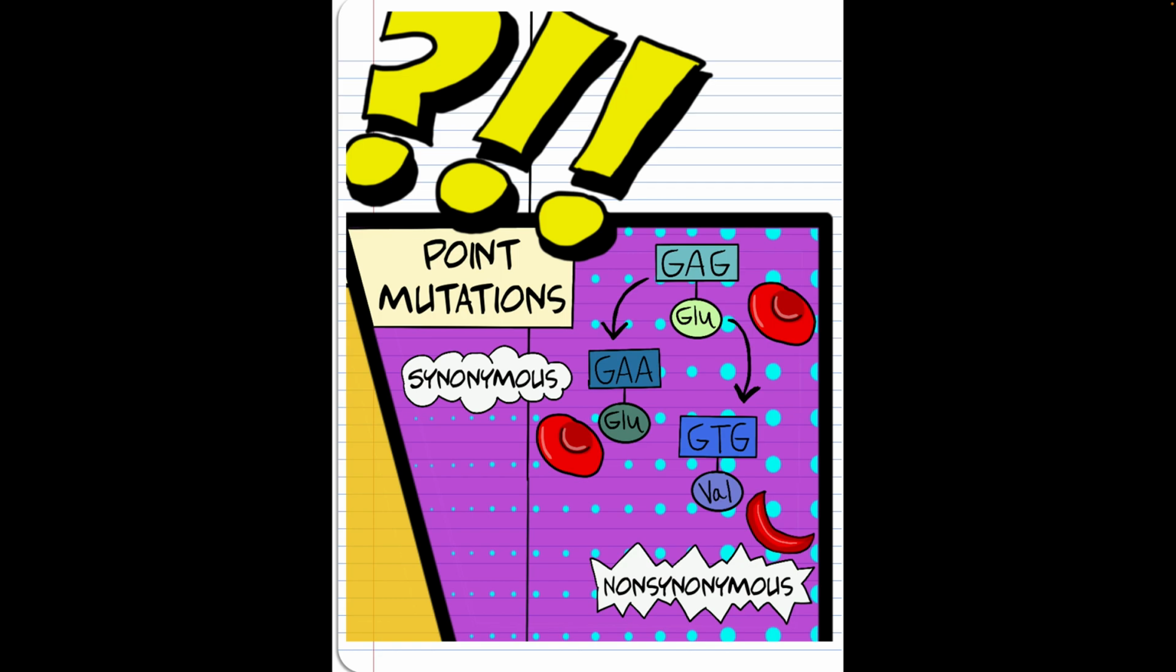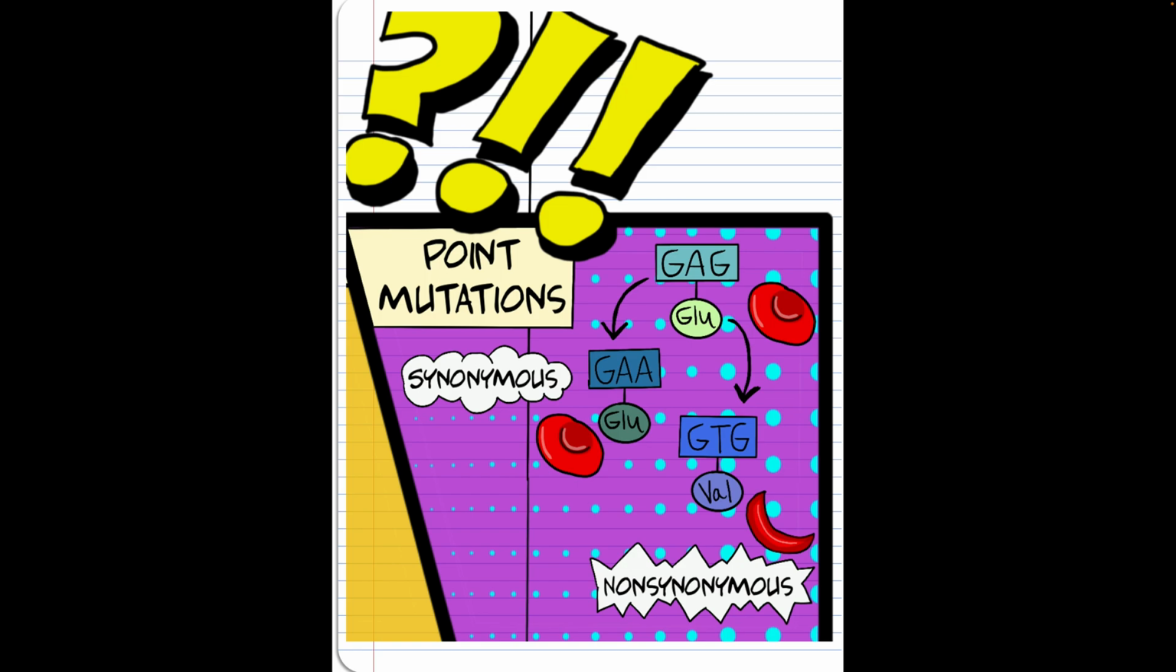However, if that point mutation does change the amino acid, we call those non-synonymous mutations. And these may not be harmful, but sometimes they can be. Take, for example, our beta hemoglobin gene for our red blood cells. Typically, there's a codon for that gene that reads GAG, which codes for glutamine.